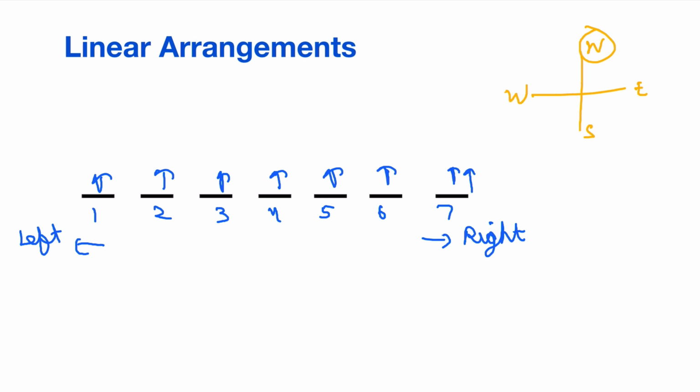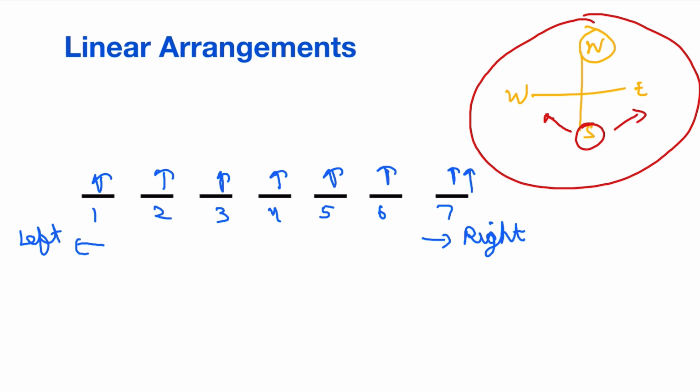But if everyone is facing south, then the right becomes your west and your left becomes east. Okay, this is a very easy diagram that you can draw also in your exams if you are having confusion on how to go about directions in linear arrangement questions.